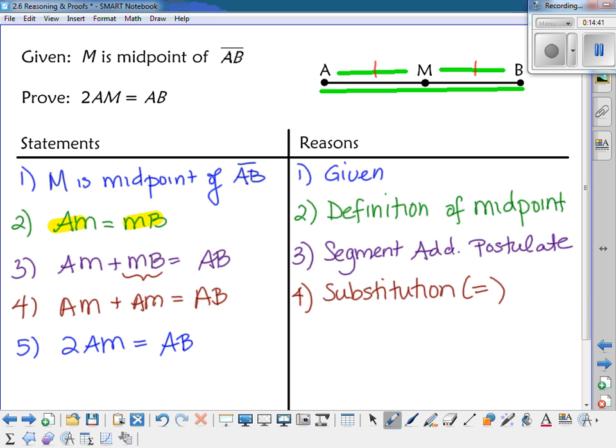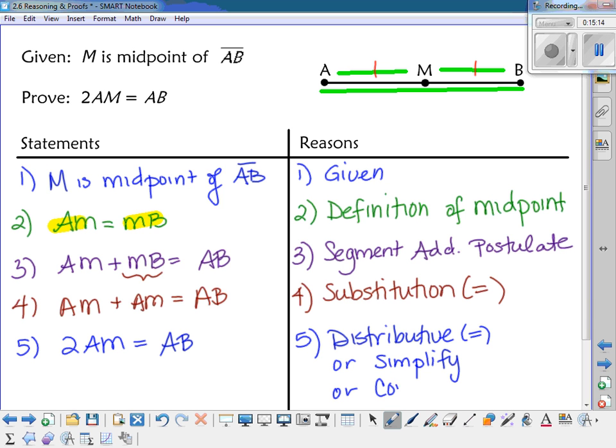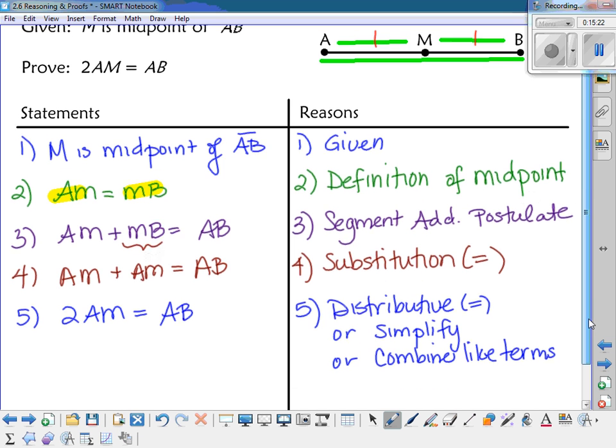Your last statement should always be the thing that you're trying to prove. Now the reason for this, there's a couple of different ways you can look at it, and I would take any one of these. Technically, it is the distributive property in reverse. But I would also take, if you just put simplify, because essentially you're just combining like terms. So that's also something you'd write, is combine like terms. Any one of those would be fine for the fifth reason.